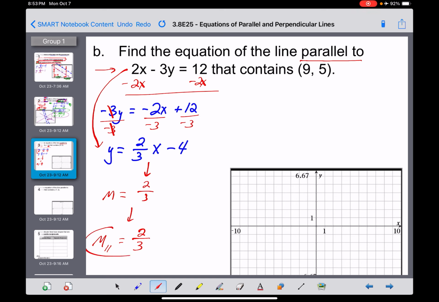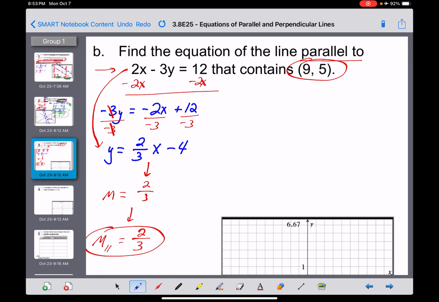So we now know the slope of this line, and we already knew a point on this line. Since we've been given a point and we found the slope, we are once again going to go to point-slope form. So here it is, everybody. Y minus your y coordinate of 5 equals your slope, which is the fraction 2/3, times, in parentheses, x minus your x coordinate of 9.